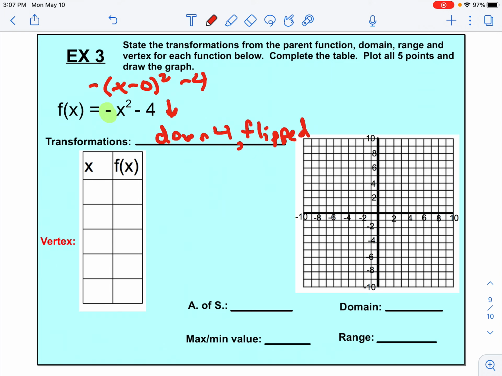So that means since it didn't go right or left at all, and my h is 0, my vertex is going to be 0, negative 4. So I'll go ahead and plot that. 0, negative 4. There's my vertex. My axis of symmetry is right here. So that means it goes through the vertex and that x value. So my axis of symmetry is going to be x equals 0.